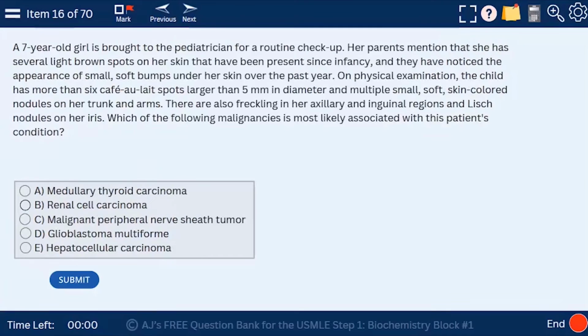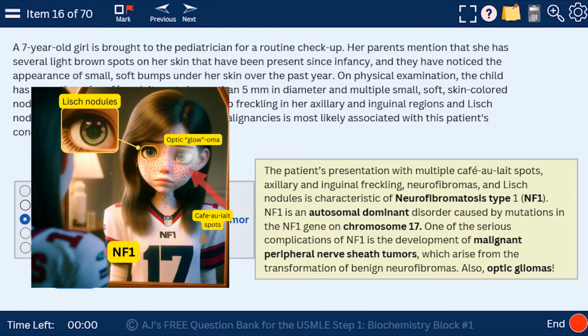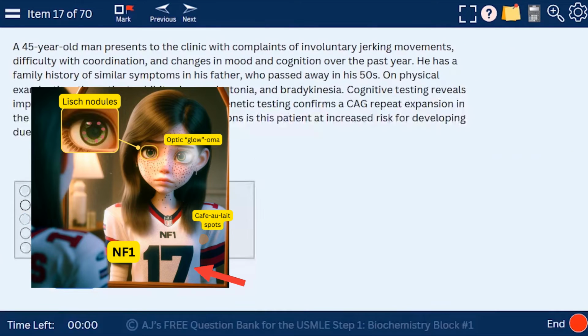Let's move on. Question 16. Here we have a girl with café au lait spots and Lisch nodules. This is just NF1, neurofibromatosis type 1, and it's associated with malignant peripheral nerve sheath tumors. And I wrote in the box over here, as well as optic gliomas, neurofibromatosis type 1, and this occurs on chromosome 17.